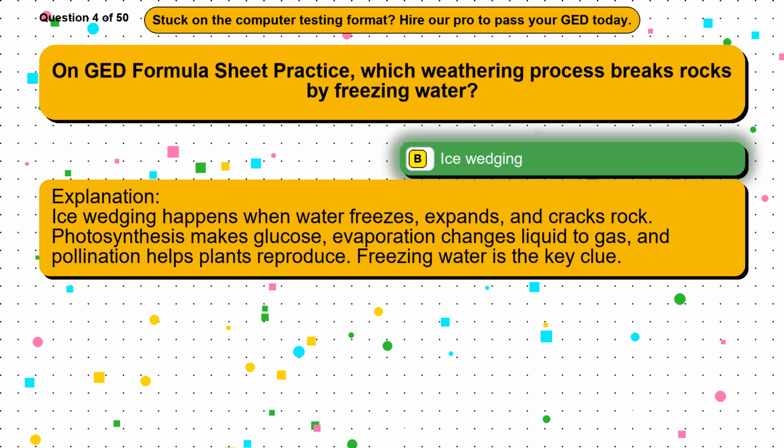Ice wedging happens when water freezes, expands, and cracks rock. Photosynthesis makes glucose, evaporation changes liquid to gas, and pollination helps plants reproduce. Freezing water is the key clue.